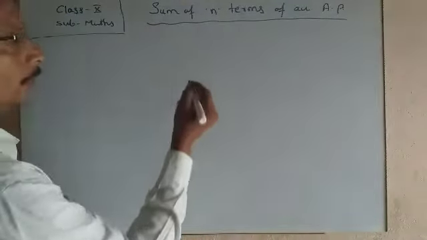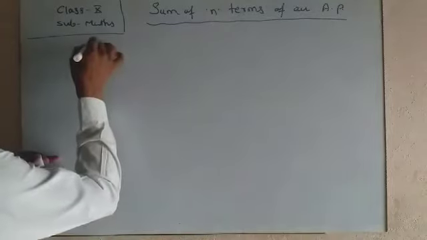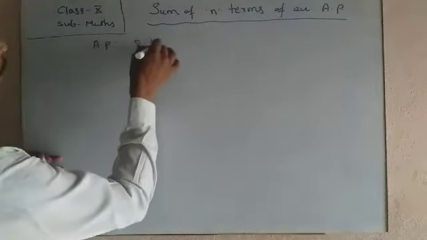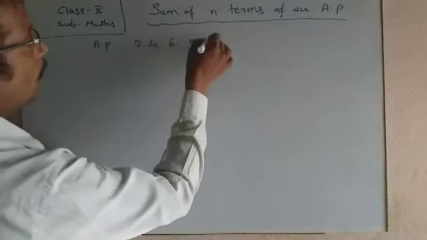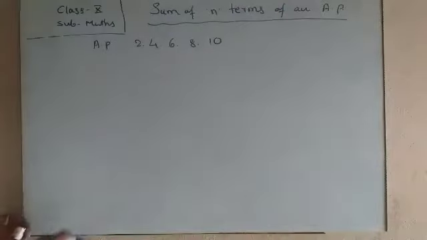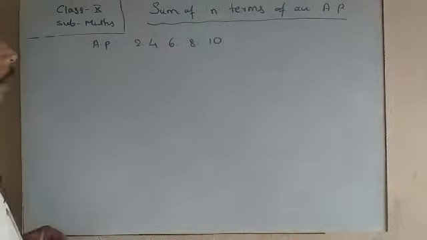Today we shall study how to find the sum of n terms of an AP. Let us consider one arithmetic progression: 2, 4, 6, 8 and 10. These are the terms of the given AP.